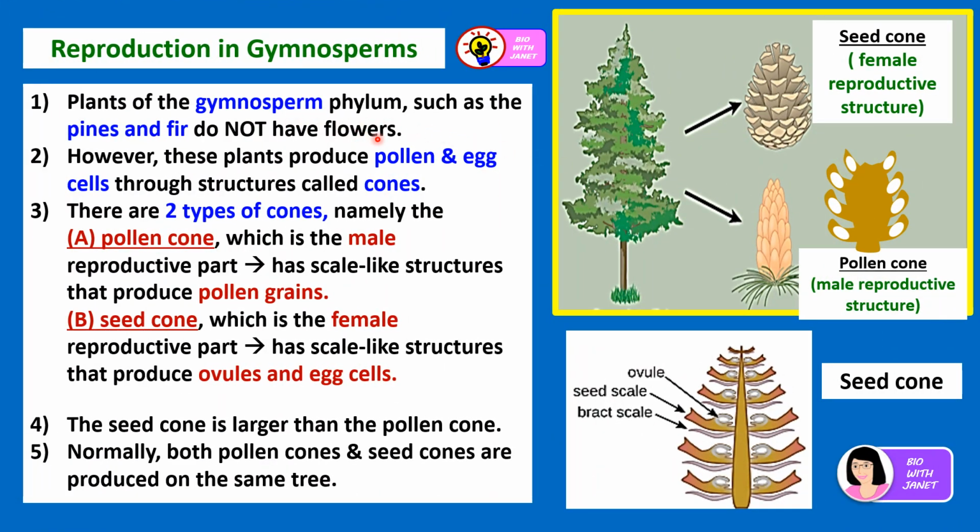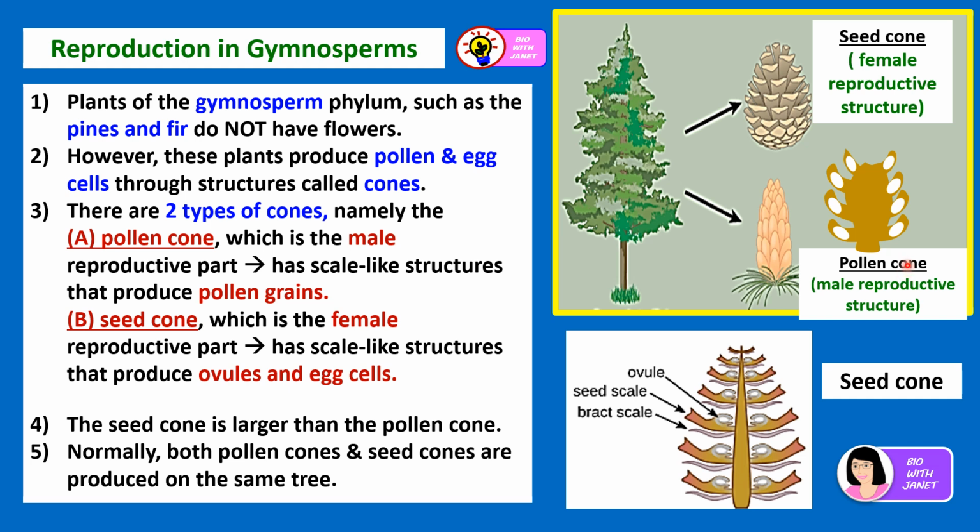So plants of the gymnosperm category, such as the pines and the fir tree, do not produce flowers. However, these plants produce pollen and egg cells through structures called cones. There are two types of cones, and they have different shapes. The pollen cone, as shown here, is usually longish. It's the male reproductive structure. It has scale-like structures that produce the pollen grains. If we cut through the pollen cone, or the male cone, we can see that they have scales. Inside the scales, the male gametes are being produced, which are also called pollen grains, right?